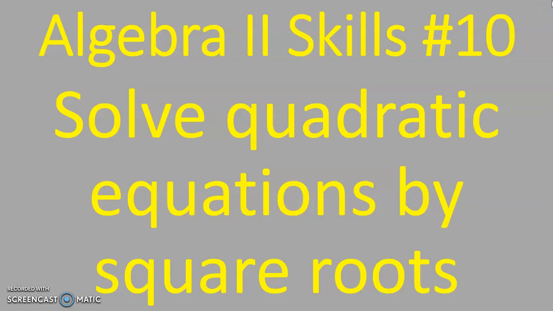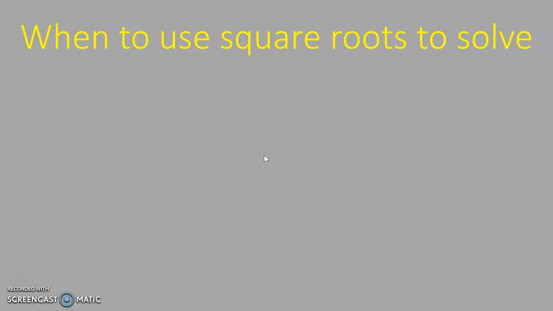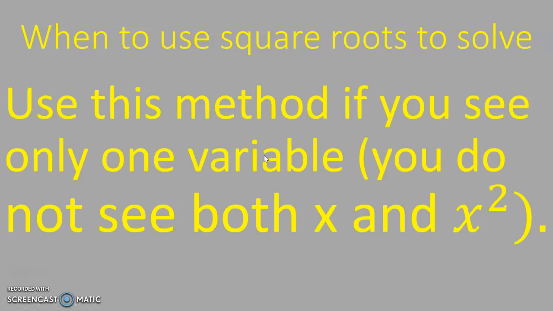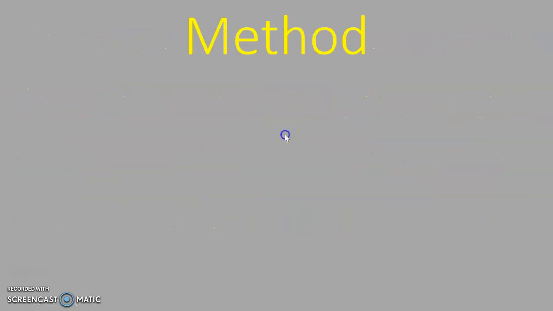Algebra 2 skills number 10, solve quadratic equations by square roots. Okay, so when are we going to use square roots to solve a quadratic equation? We're going to use it if we see only one variable. We don't see both x and x squared at the same time. And we'll see that specifically here in a bit.